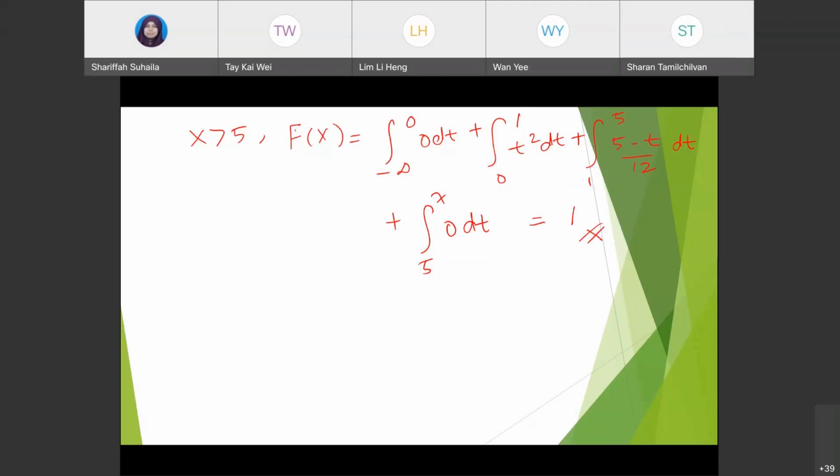Now kita simplify balik semua. You have capital Fx. Again, you have 0 for x less than 0, x cubed over 3 for 0 less than x less than 1, and then we have minus 1 over 24.